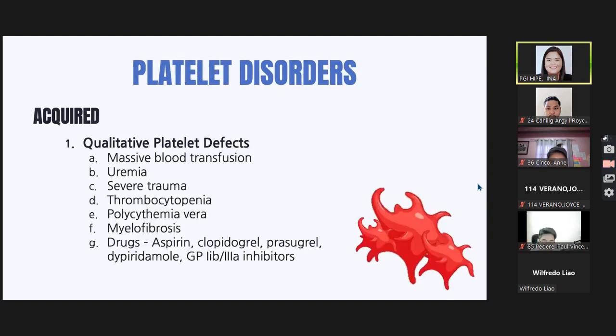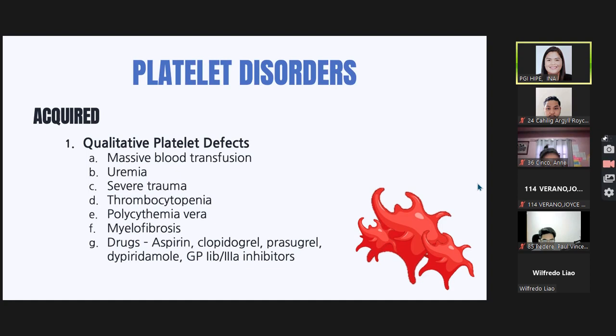So in massive blood transfusion, there is hemodilution of cellular and humoral components of hemostasis. One of the postulated reasons is the dilution of ADP, or adenosine diphosphate, which is the prime substance for activation and aggregation of platelets. If you can recall from our previous slide, it was mentioned there that ADP is the prime substance together with thromboxane A and serotonin.